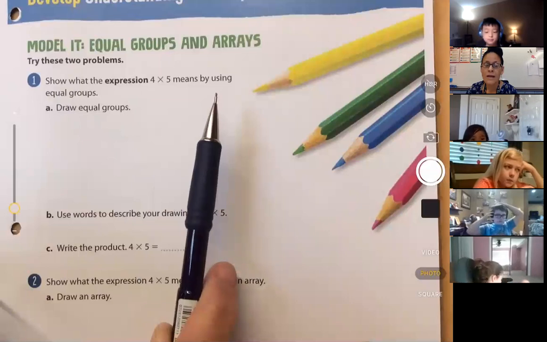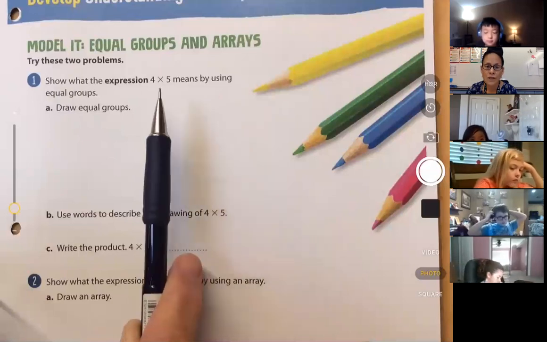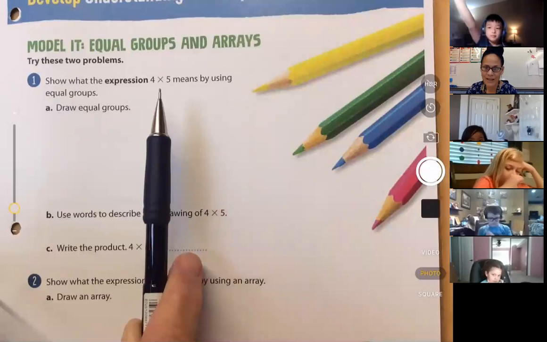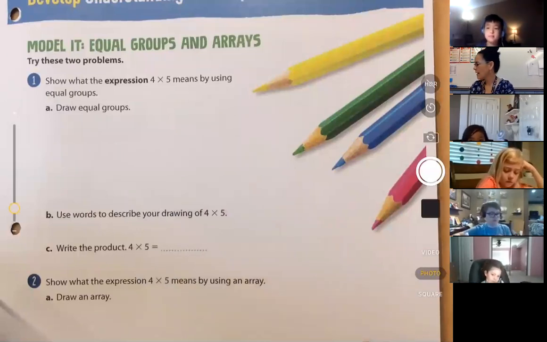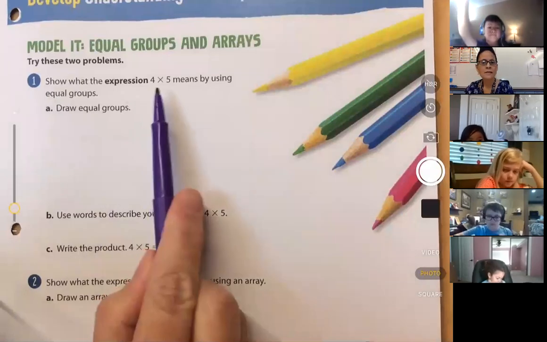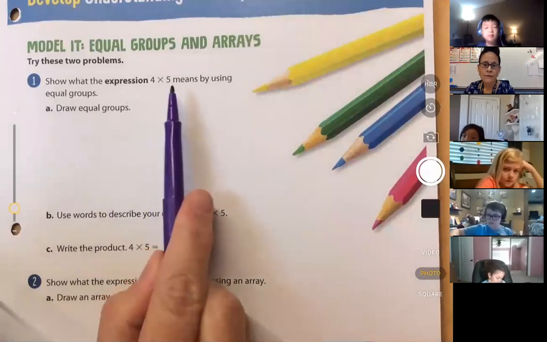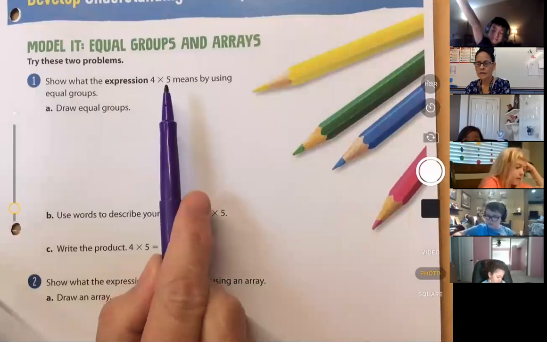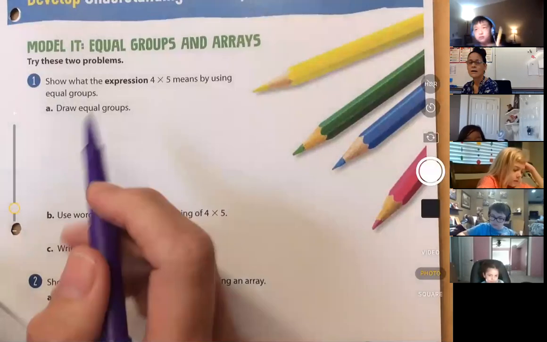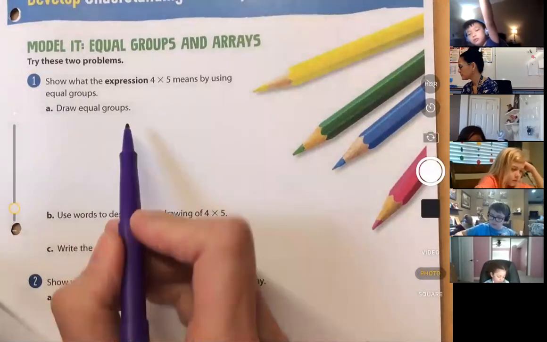All right, so we are talking about this expression 4 times 5, or 4 multiplied by 5. We just talked about that equal grouping a couple of minutes ago. So the first number in putting words to this expression, we're looking at 4 groups of 5. So I want you all to do that now. We're going to draw 4 equal groups.